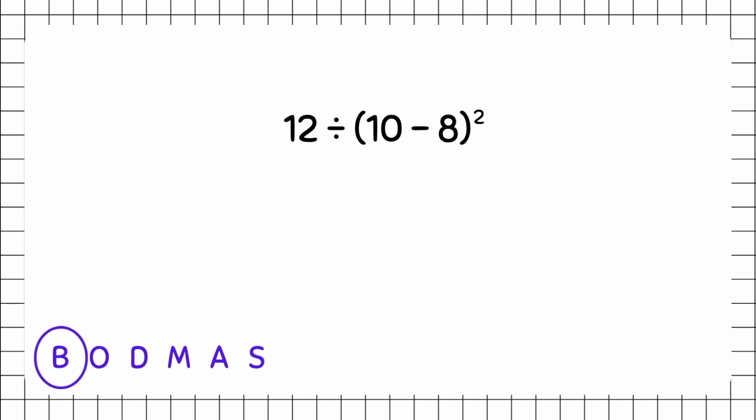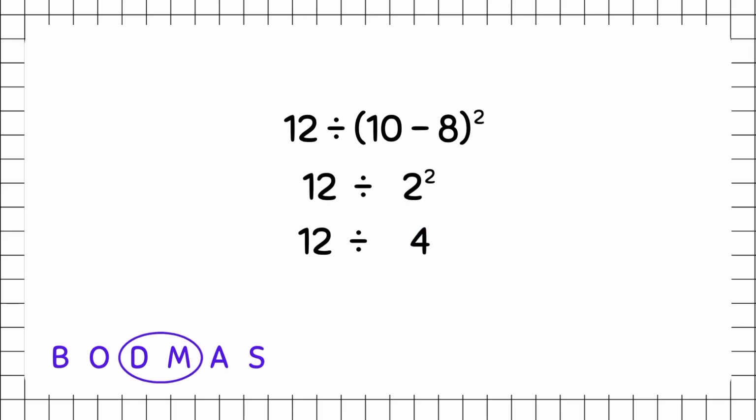Let's try another one. 12 divided by 10 minus 8 squared. Start with the brackets. 10 minus 8 equals 2. Make sure to bring the leftover parts of the equation down too. Now order. That's our squared number. 2 squared equals 4. Division and multiplication is next. 12 divided by 4 is 3, so our final answer is 3.